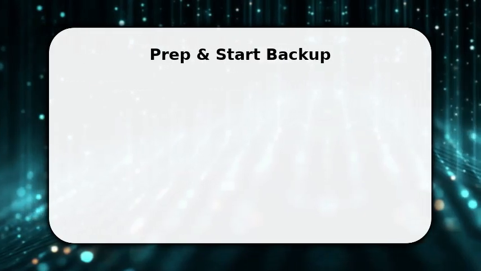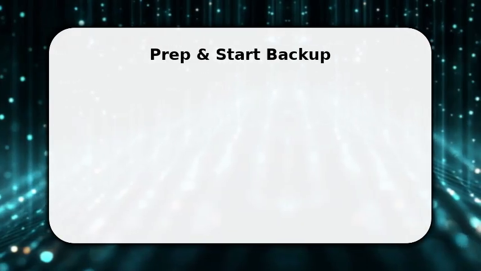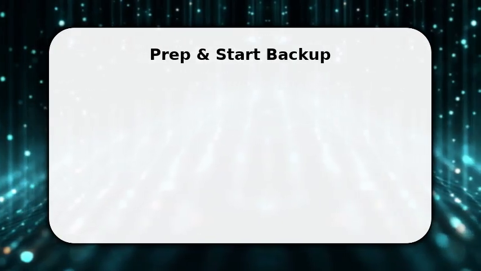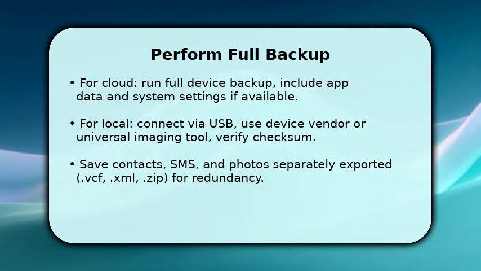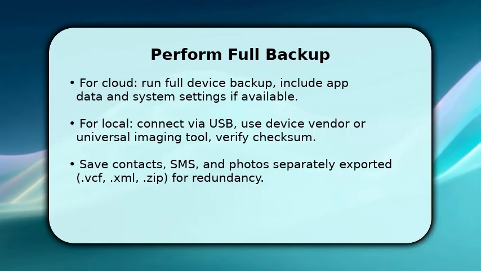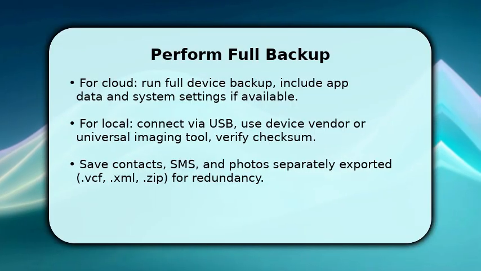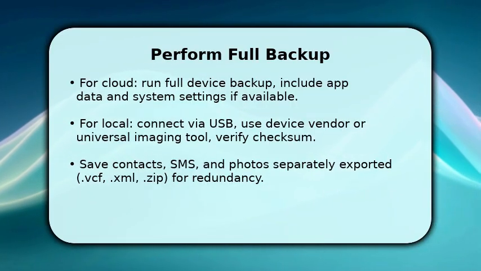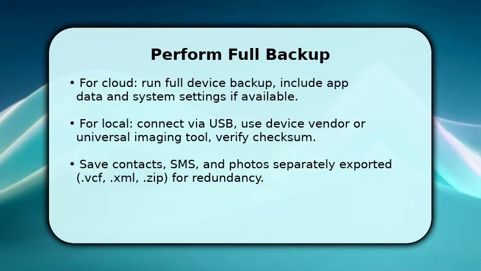Start the selected backup tool now and prioritize important folders like photos, messages, and documents to avoid missing anything. You should now execute the chosen procedure carefully. If using cloud, trigger a full device backup and include app settings where possible. This preserves restore points. If you prefer local, connect your device to a trusted PC, use the vendor tool or an imaging app, and create a checksum to confirm integrity.